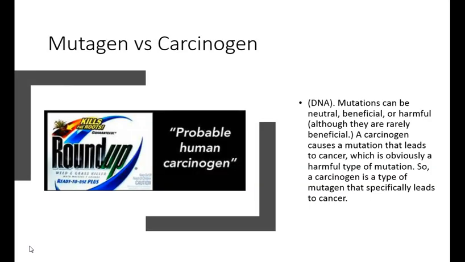Now, you may have heard that there are carcinogens, like, oh, if you smoke cigarettes, that's a carcinogen. A carcinogen is simply a mutagen that causes cancer. And carcinogens are everywhere in our common society. So carcinogens are in things like cigarettes, which we know, but they're also in your produce.